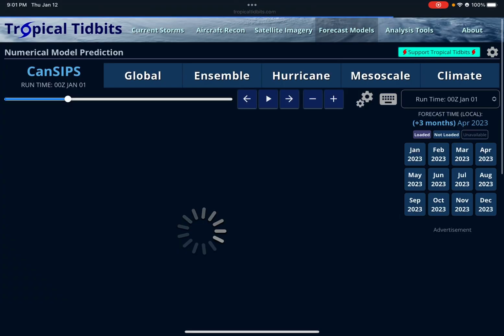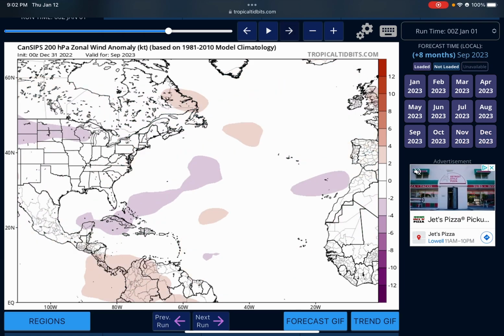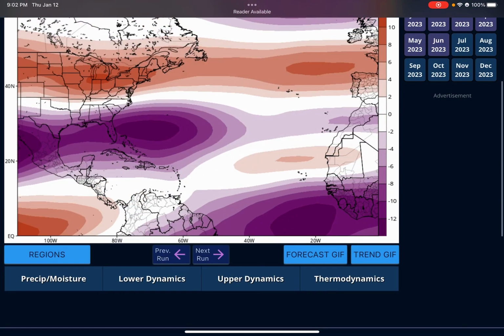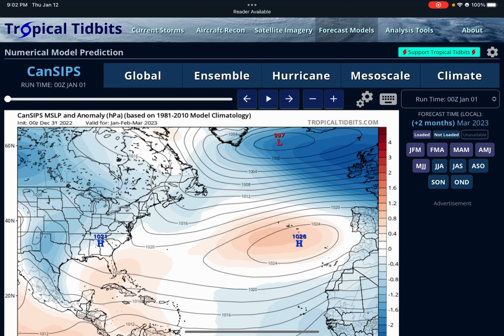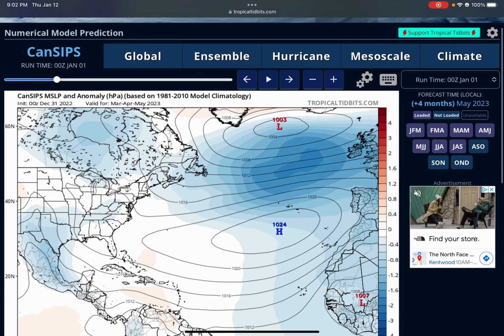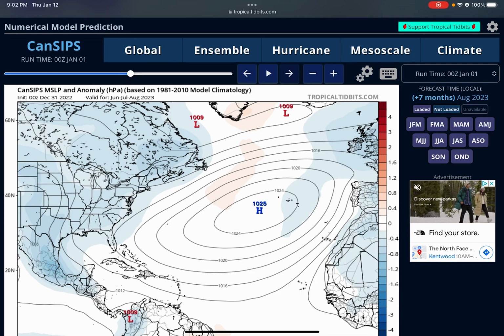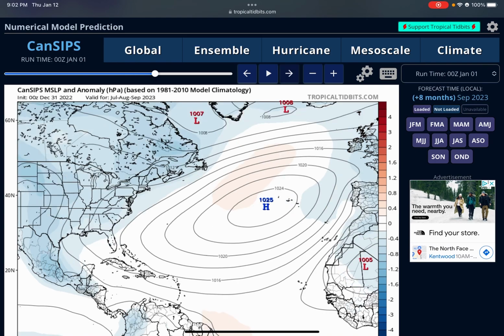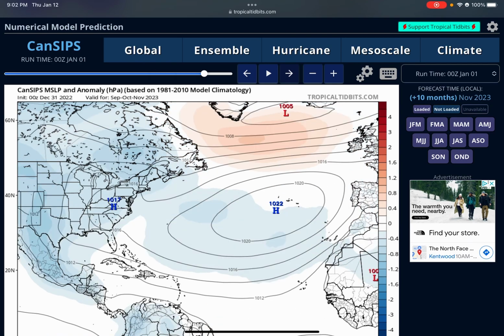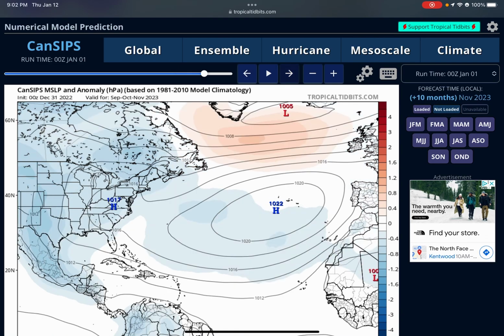If we look at the 200 U wind, we see much less interference in the Gulf and MDR. CanSIPS is less accurate and less specific in these things, but overall they are showing less interference for the most part. If we look at the 3 month MSLP, we see one relatively strong high right now. April, May, we see 1,024 millibars around the Azores, same with June, and July is still 1,024 millibars, but it starts to get to 1,025 millibars in August and September, meaning more systems can go into the Caribbean, Gulf, into the United States, etc. And then, of course, that starts to weaken into October and November.